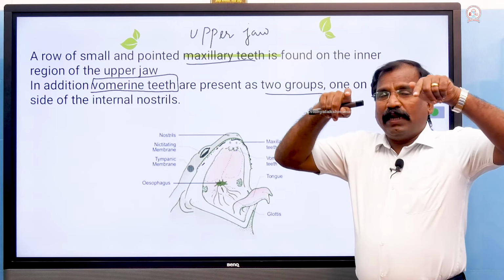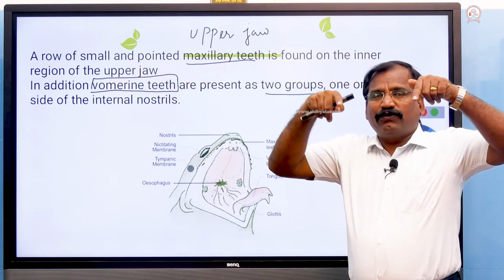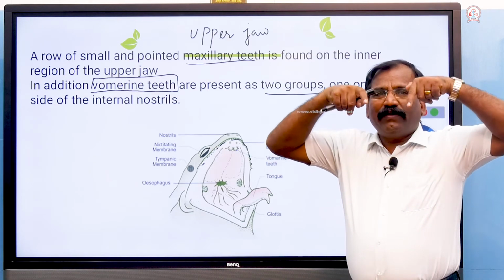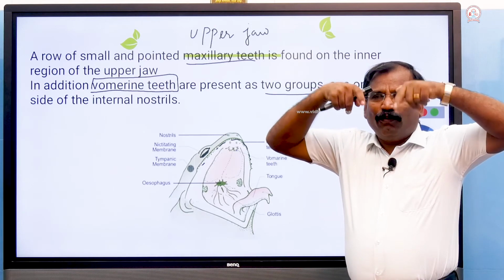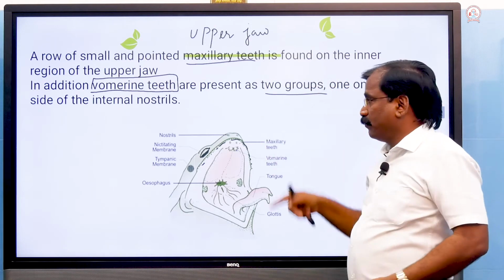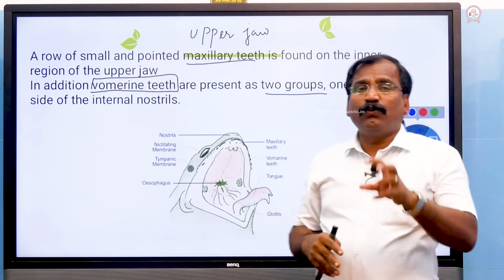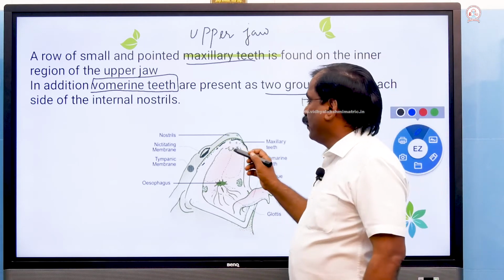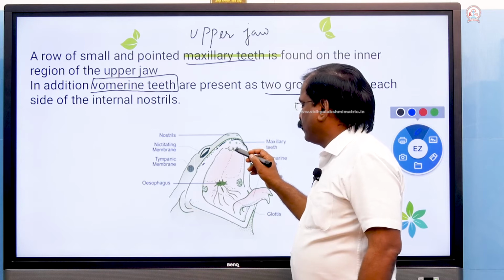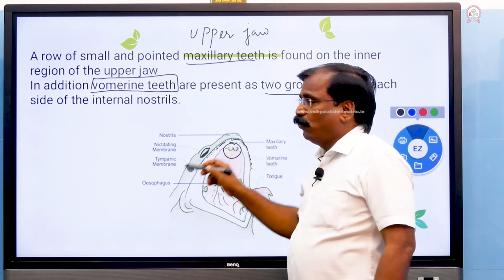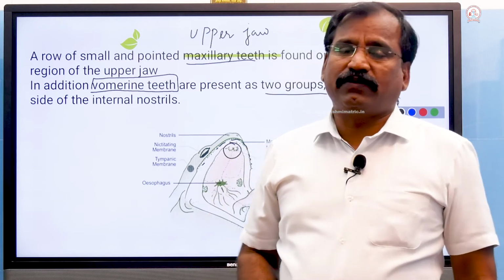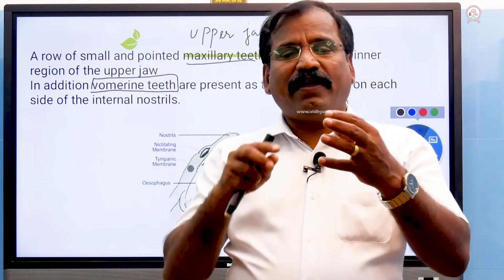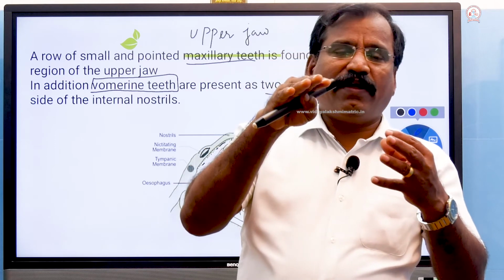அது அந்த நல்ல பாம்புக்கு விஷம் பார்த்துட்டு இந்த ஃபேங்குன்னு சொல்லுவாங்க, விஷப்பல். அது இன்வர்ட்லி கர்வ்டாக, உள்பக்கமாக பெண்டாக இருக்கும். அந்த மாதிரி இருக்கும் அந்த ஓமரைன் டீத். டூ குரூப்ஸ் விச் ஆர் ஃபவுண்ட் பிஹைண்ட் தி நாஸ்டில்ஸ்.